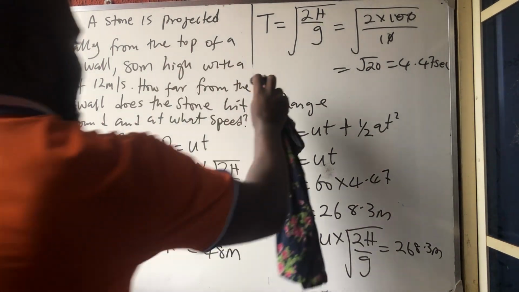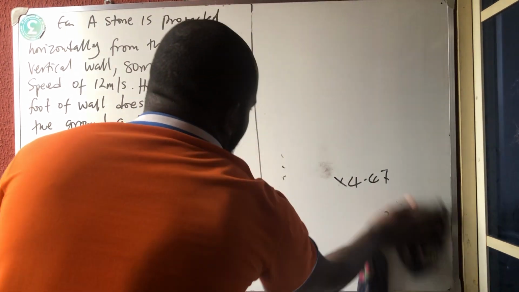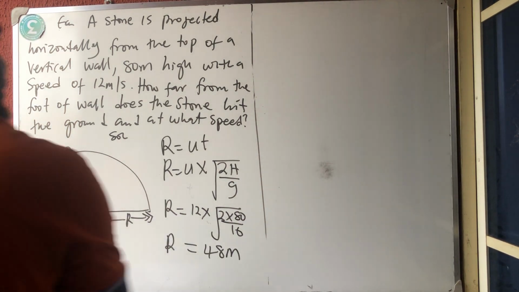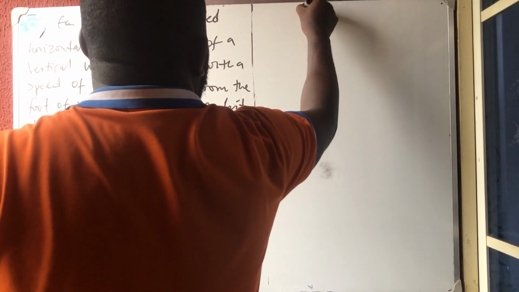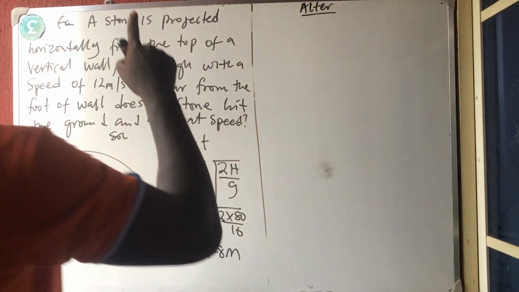But if you don't know the formula, you need to calculate the time first. If you can calculate the time first, then you can get the range. You cannot get the range without the time. So let me calculate it alternatively, as if I don't know the formula. If I don't know the formula, the first thing I must calculate is the time.